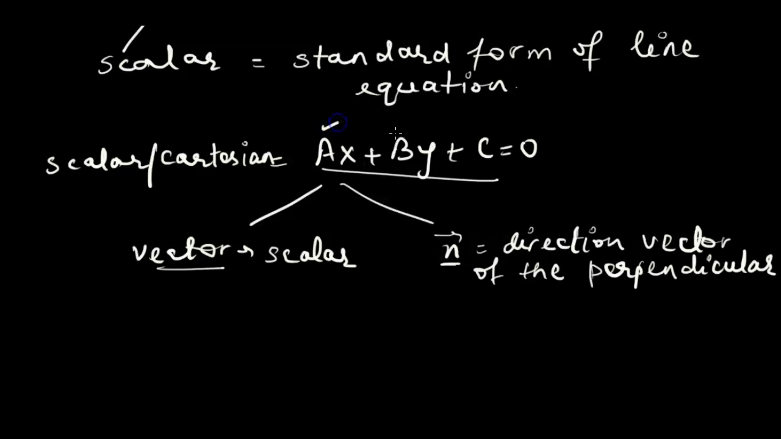Why do we need this n vector? Because you see here a and b, these numbers are nothing but the coordinates of the direction vector. So a would be the x value of the direction vector and b would be the y value of the direction vector. Let's first understand how to write down a vector form of equation into a scalar form of equation, and then we'll cover an example for this one.